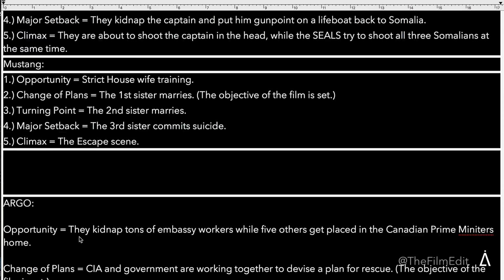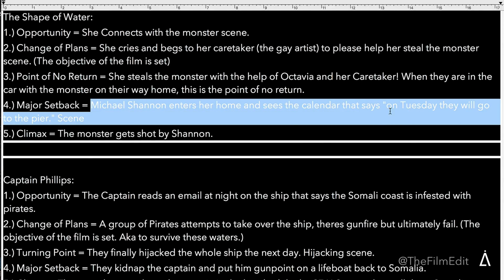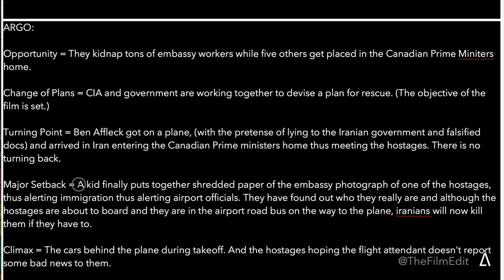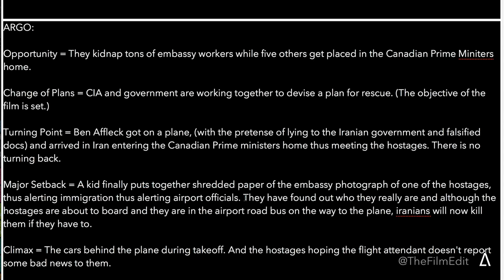Just like Michael Shannon right here, he found out what she's gonna be, and he's gonna intervene. So it's the same thing here. Major setback. The kid puts the shredded paper together, and now the whole Iranian government knows where they are, that they're getting on a plane right now, so they're gonna intervene. Same thing, everything is lost.